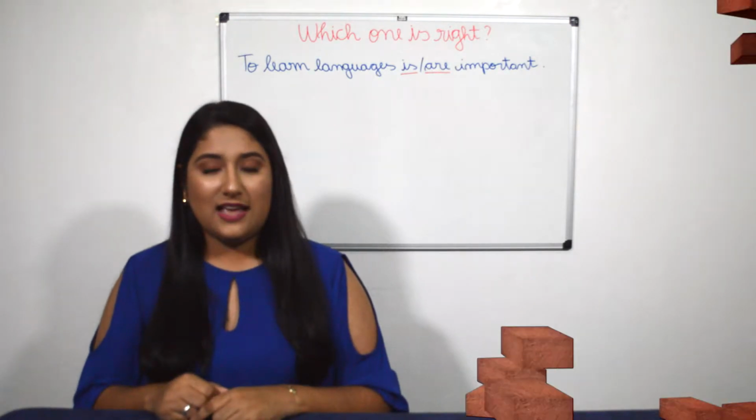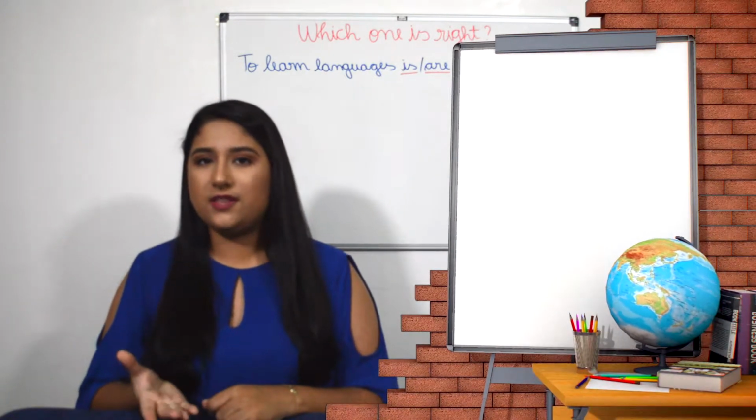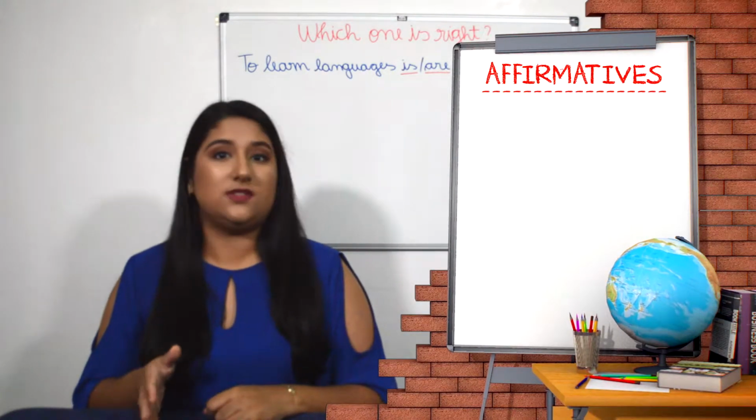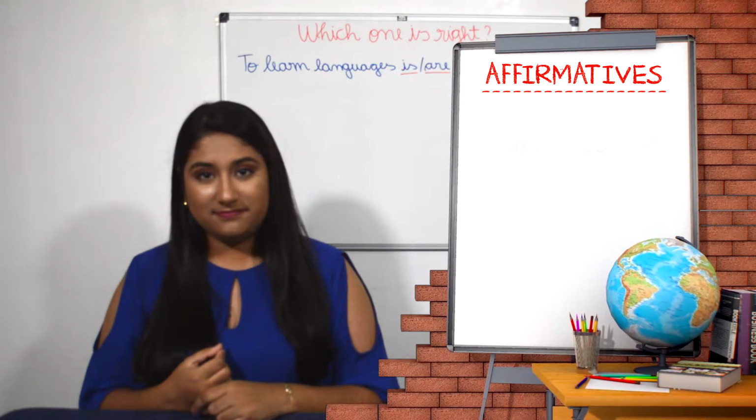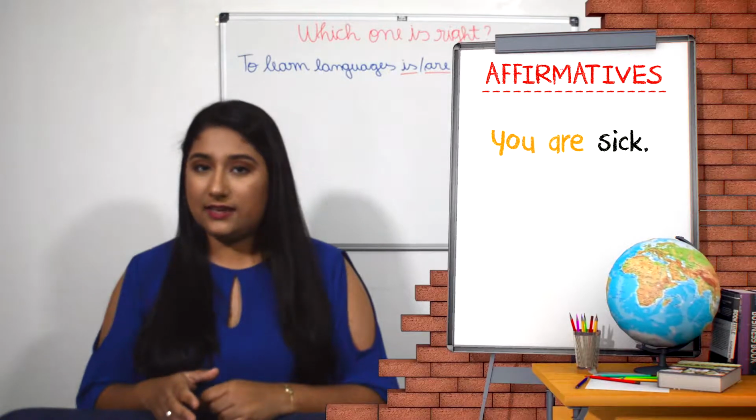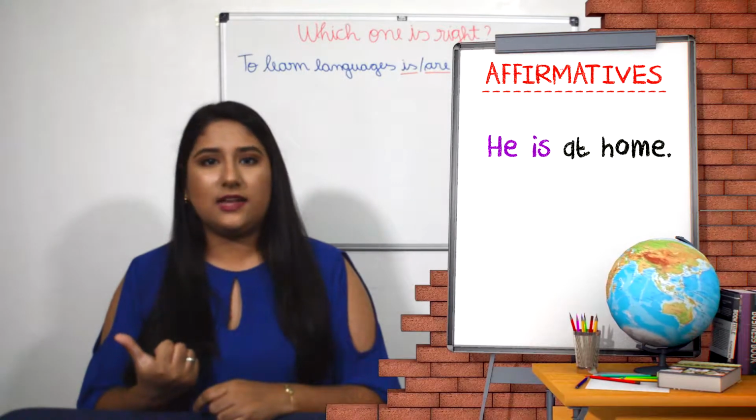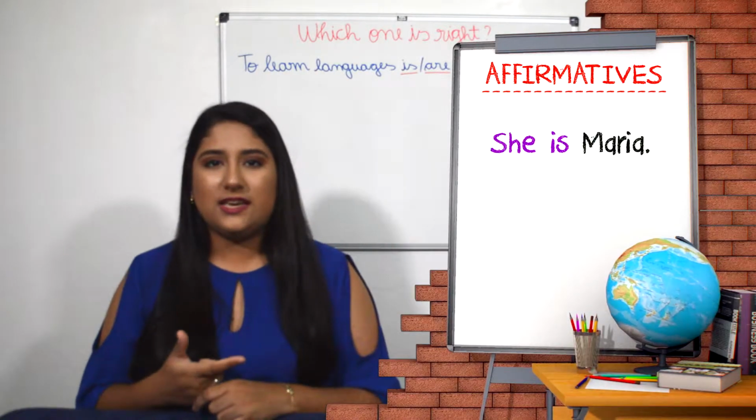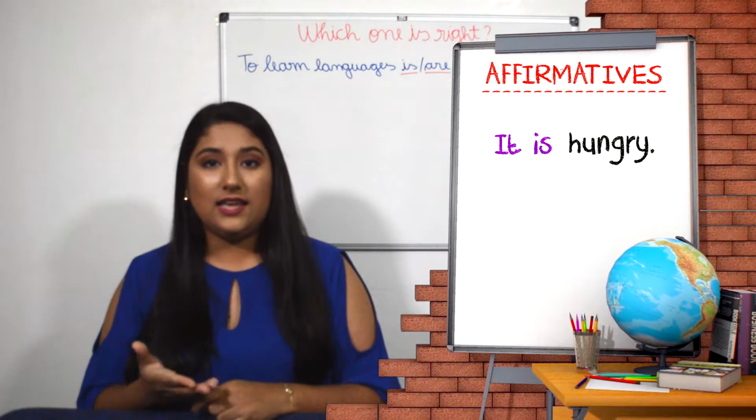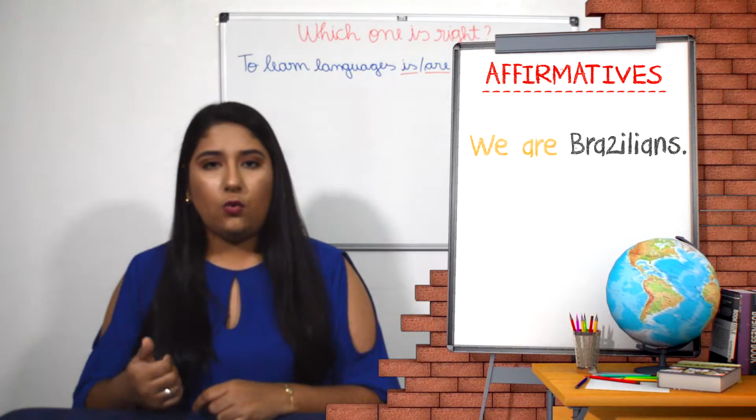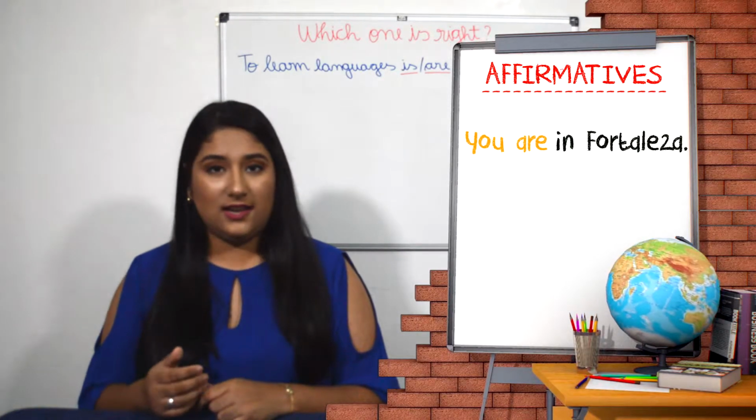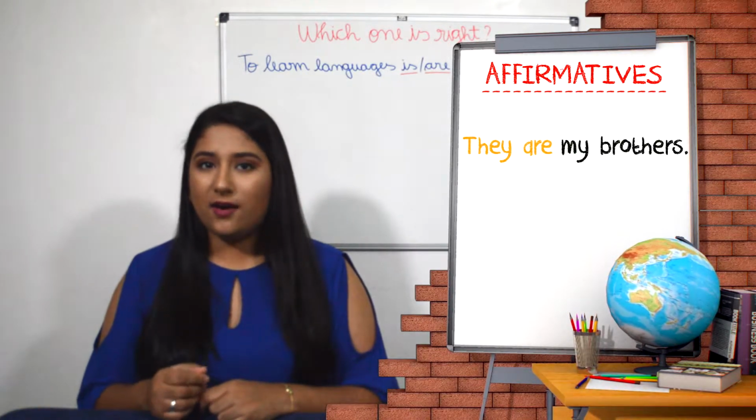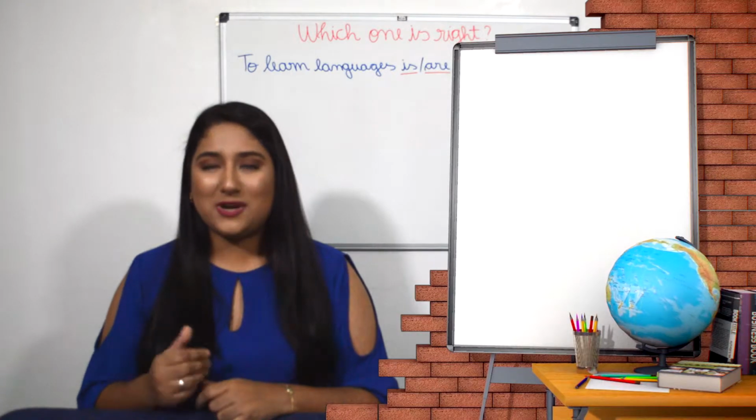But anyways, let's see other examples of using the verb to be in affirmatives in the present simple. I am a teacher. You are sick. He is at home. She is Maria. It is hungry. We are Brazilians. You are in Fortaleza. They are my brothers. So far, so good, right?